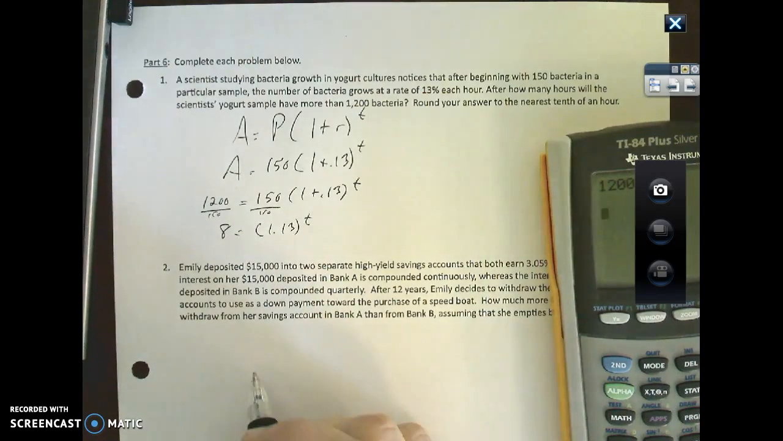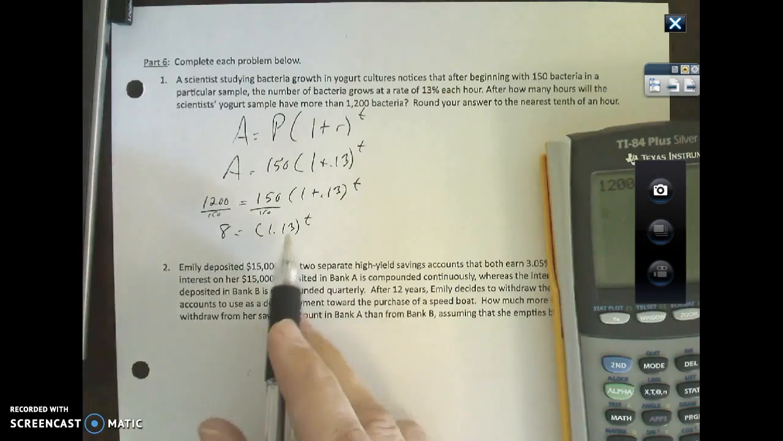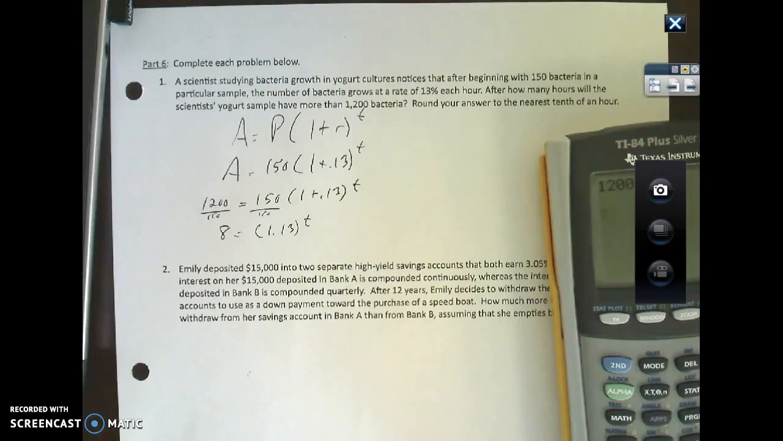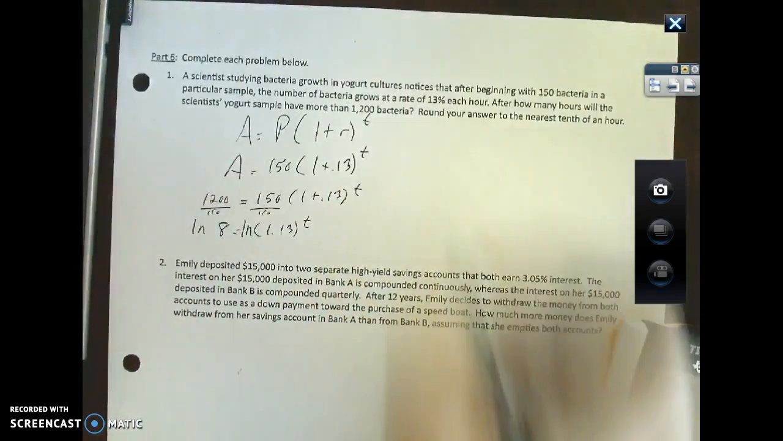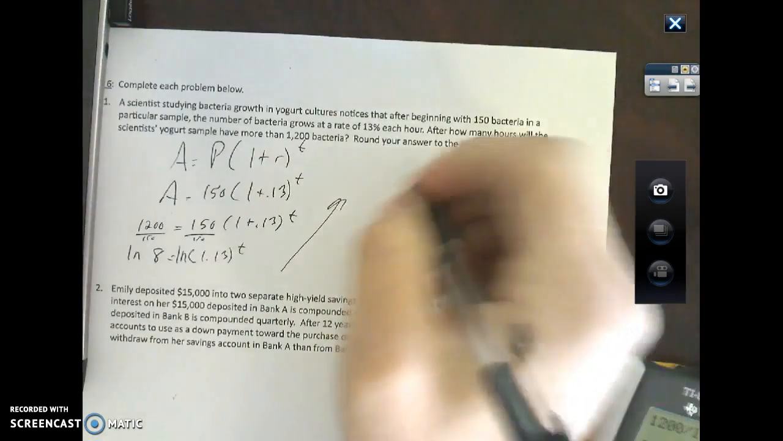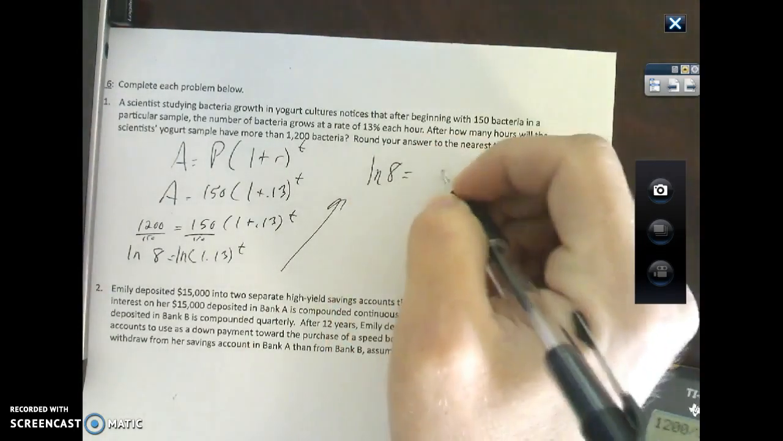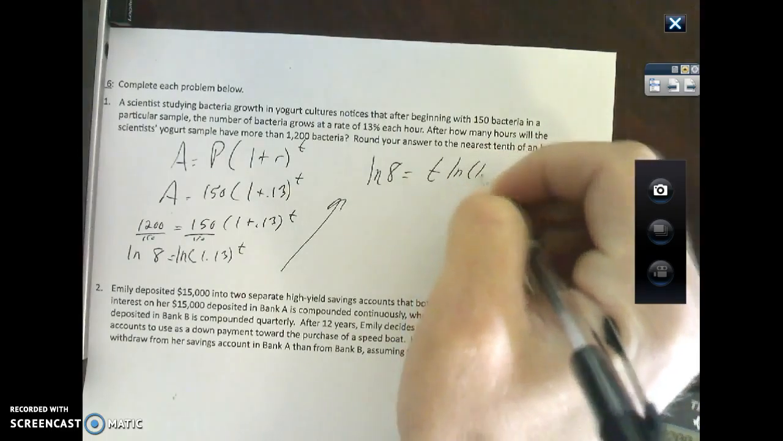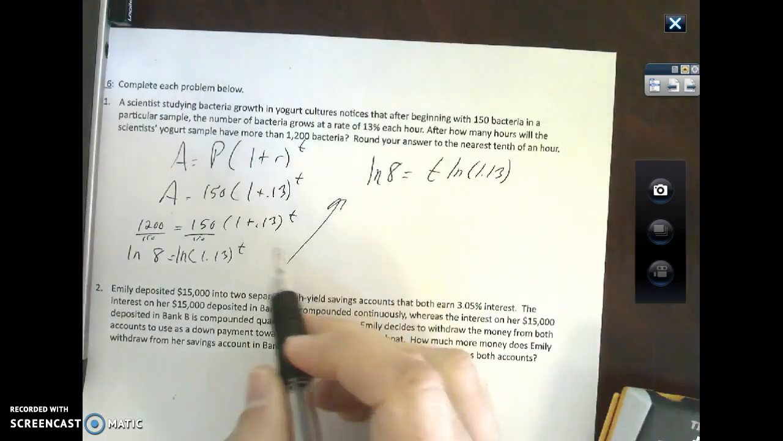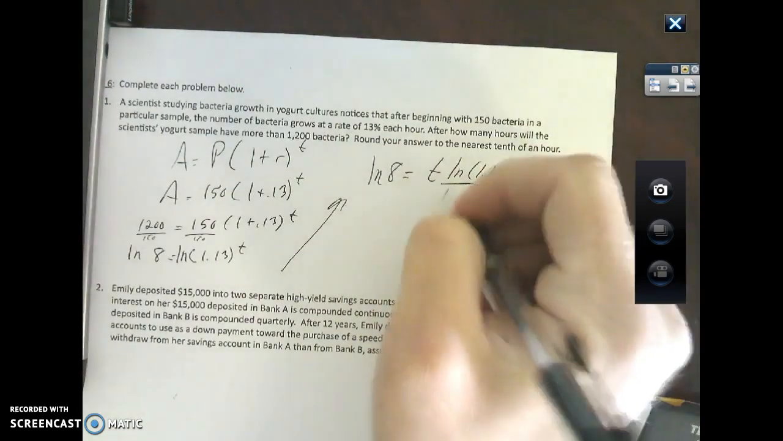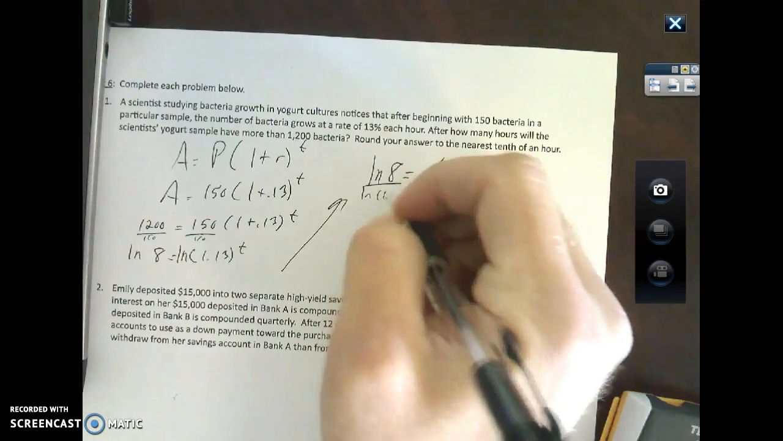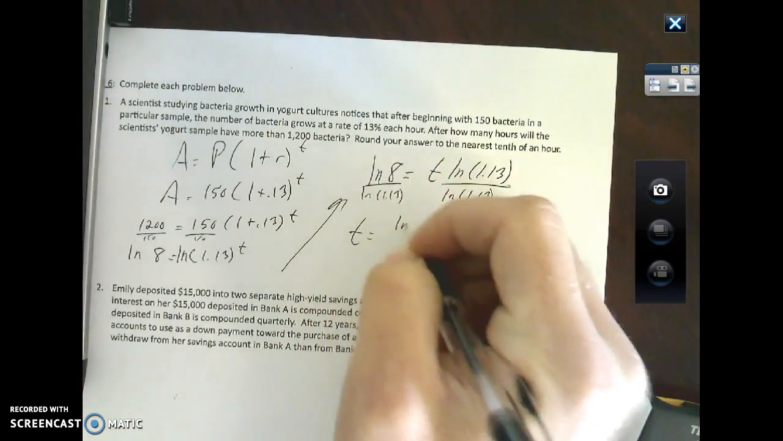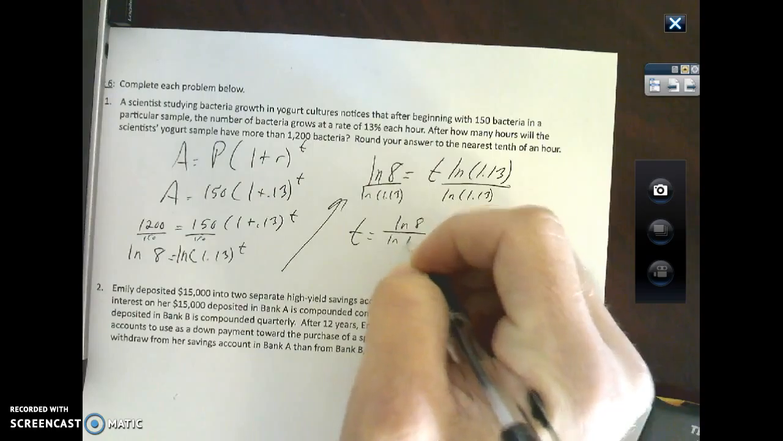Now, I have to get the T out front. The only way to do that is to take the log or the natural log of both sides. In this case, the thing raised to the T value is 1.13, so it's neither an e or a 10, so it doesn't matter which one I pick. Let's go with natural log. So then over here I can write natural log of 8 equals T natural log of 1.13. How am I doing that? Well, I can take my exponent and pull it out front. Divide both sides by natural log of 1.13. So T equals natural log of 8 divided by natural log of 1.13.